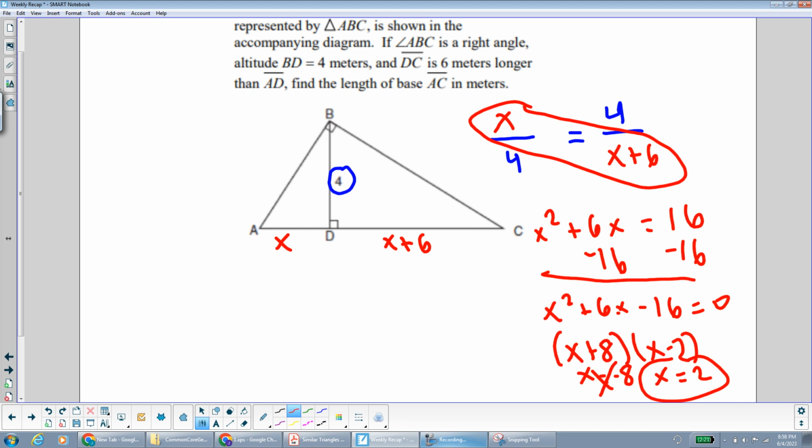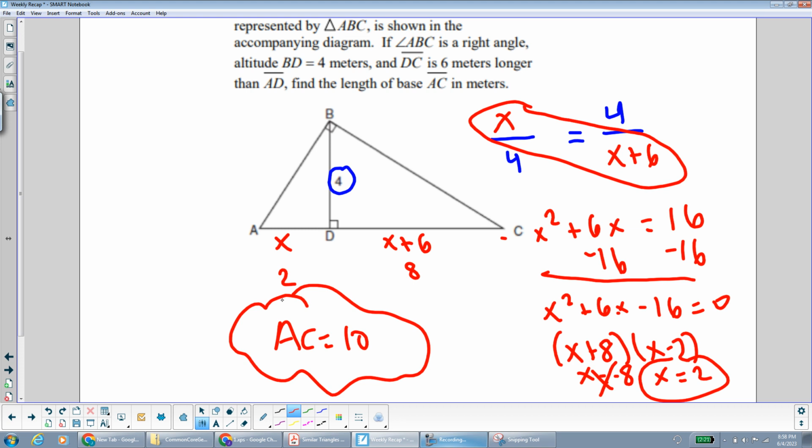But be careful here. The question wasn't asking for the x value. It was asking for the length of the whole base AC. So that would be the 2 part. 2 plus 6 is 8. So the whole segment AC would be 10. So that is my final answer.